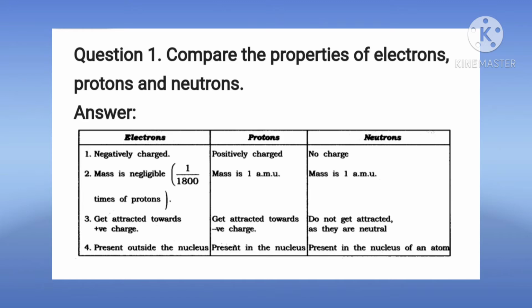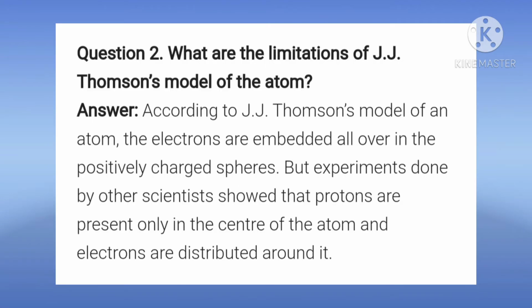Next, fourth one, present outside of the nucleus. As we know, electrons revolve around the nucleus in different shells, K, L, M, N. So they are not inside the nucleus, they are outside the nucleus. But the proton is present in the nucleus, and the neutron is also present in the nucleus of the atom. That's why the nucleus is positively charged due to the presence of the proton, because the neutron does not contain any charge.